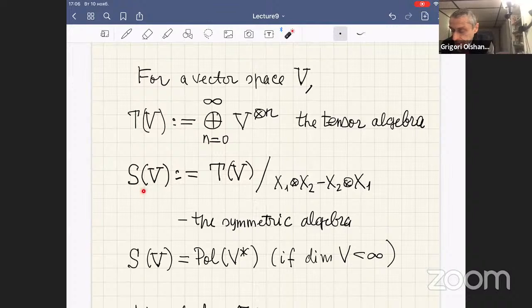So this is the symmetric algebra. It is defined as the quotient of the tensor algebra by the two-sided ideal, which is generated by all elements of this form, where x1 and x2 are arbitrary elements of V. So I use here the fact that this space is indeed an associative algebra. And this is the symmetric algebra, and because of its very definition, it's a commutative algebra. So this object is non-commutative, and this object is commutative.